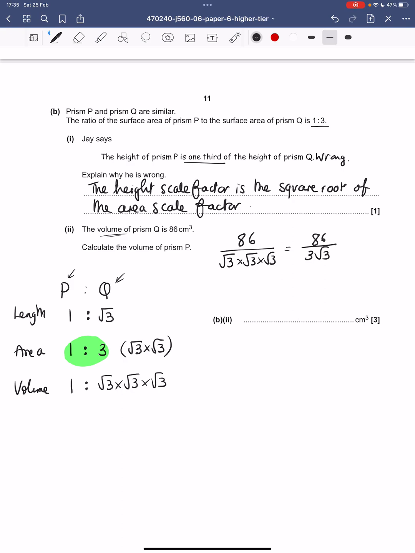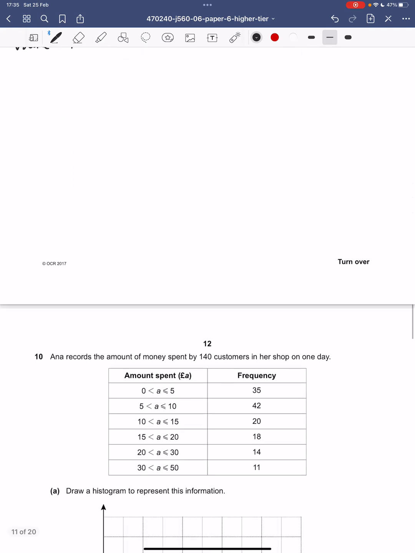So I'm going to use a calculator for this question. 86 divided by 3 square root 3. 16.6. 16.6 centimetres cubed. That's to one decimal place. That's definitely right. I'm just a bit surprised by the answer, but it's definitely right.